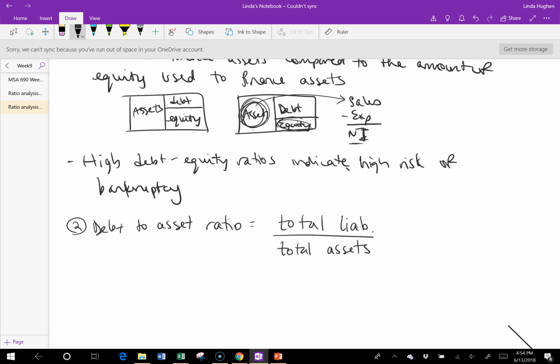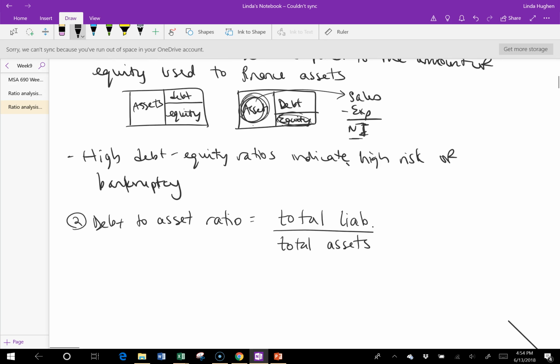Again, we're not using averages, we're simply using ending balances. This is another indicator of financial leverage, just like the debt to equity ratio. It simply takes a different point of view. Let's look at the total liabilities as they compare to assets, so liabilities compared to assets rather than how the liabilities compare to equity. And again, higher ratios indicate higher risk.